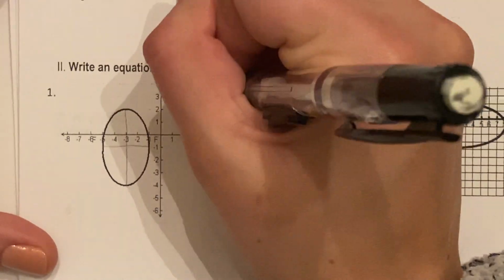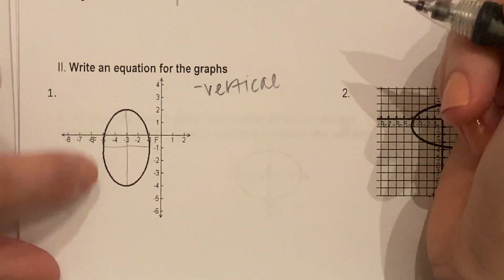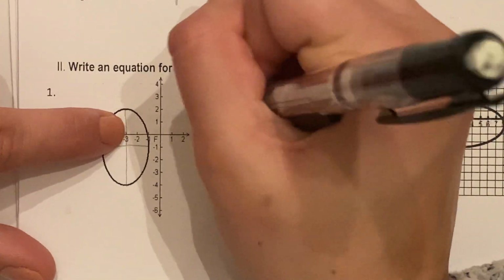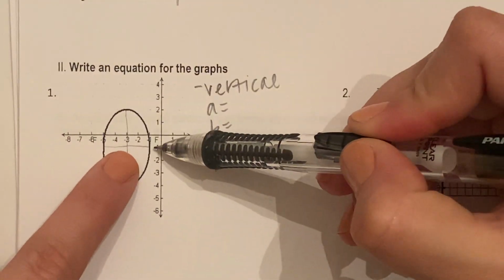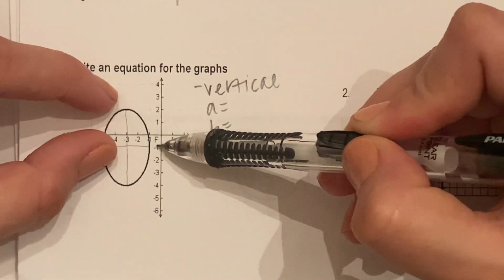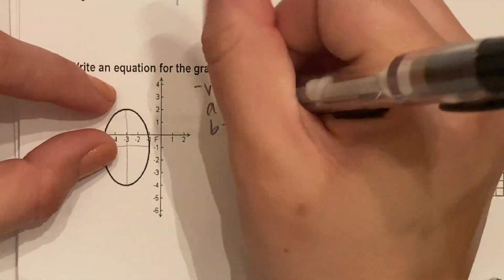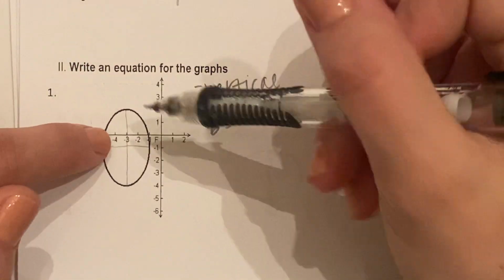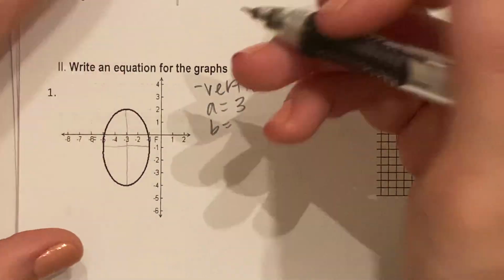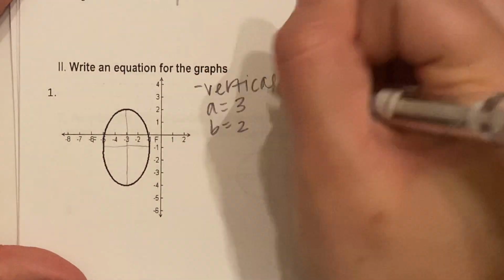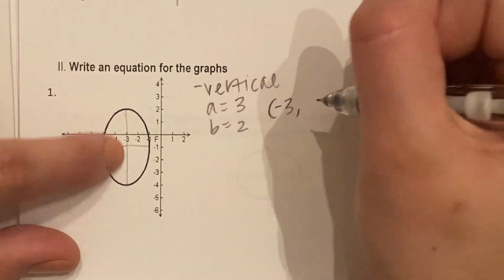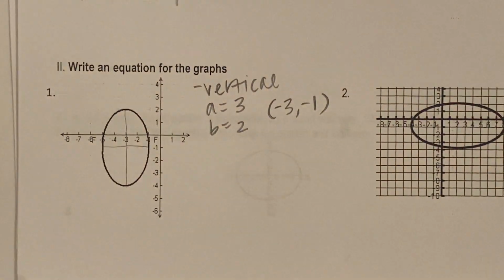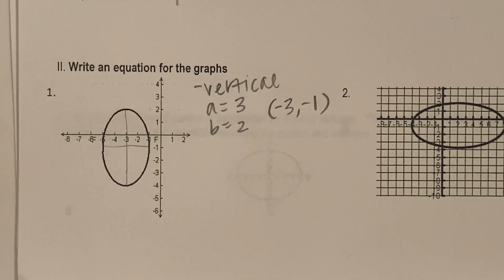Now first I'm going to note that this is obviously vertical. A is the longer section, B will be the shorter section. So from -1 to 2 it looks like. So 1, 2, 3 is A. And then B will just be 1, 2. And the last thing I need is my center. So that's -3, -1.